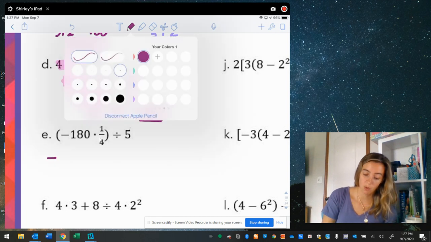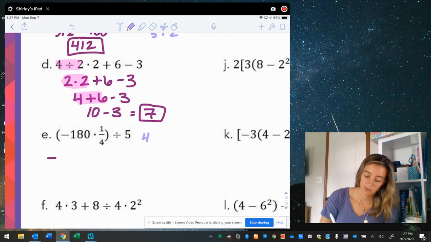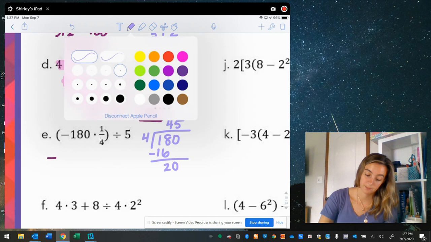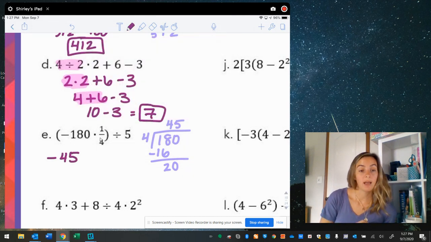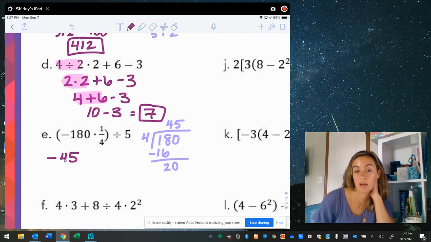So now I just have to do some work. I'm not positive what 180 divided by 4 is. So again, perfectly okay to go through and do some scratch work. 4 goes into 18 4 times. 4 times 4 is 16. I'm going to subtract that and I get 2. Bring down my 0. 4 goes into 20 5 times. So 180 divided by 4 is 45. And again, it was a negative divided by a positive, which always makes my answer negative.